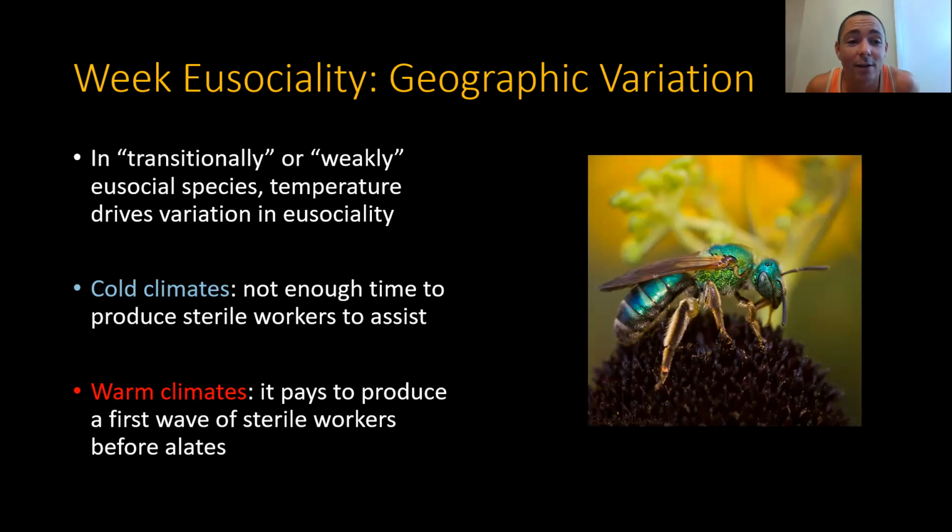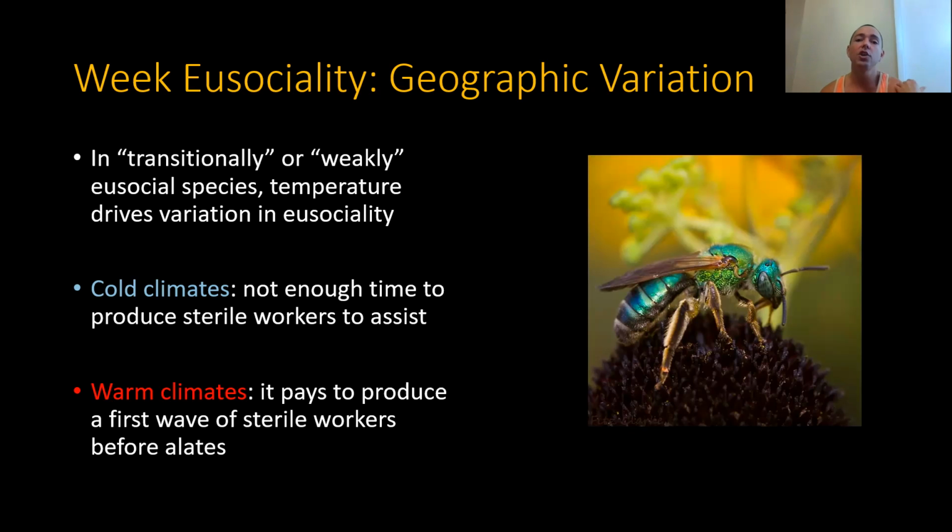And basically it boils down to, is there enough time before it gets too cold to have a second generation of workers? If you don't have enough time to produce that second generation, then you're not going to have any helpers. Everything that you produce has to be a queen. You're going to produce very few of them, but that's just the way it is.